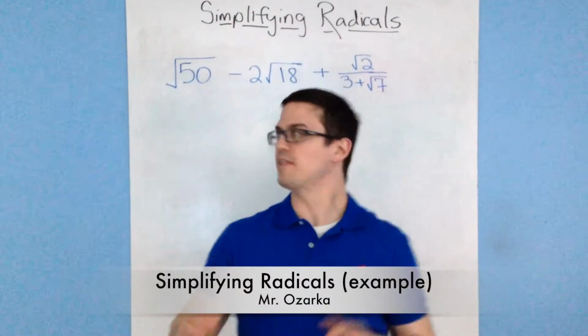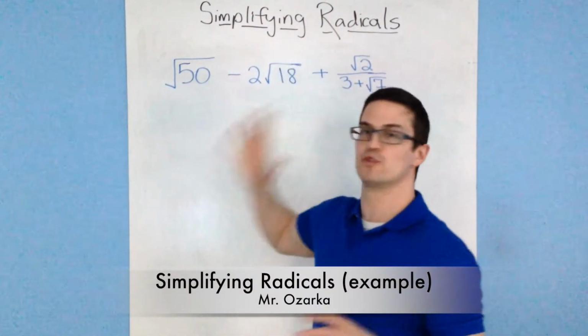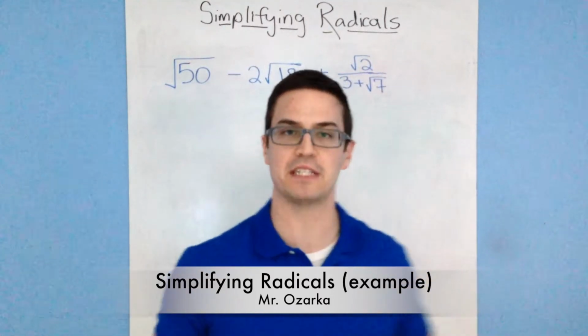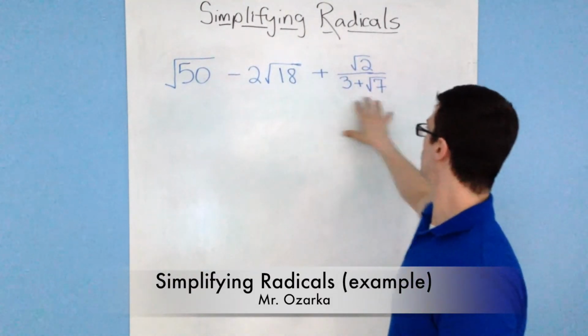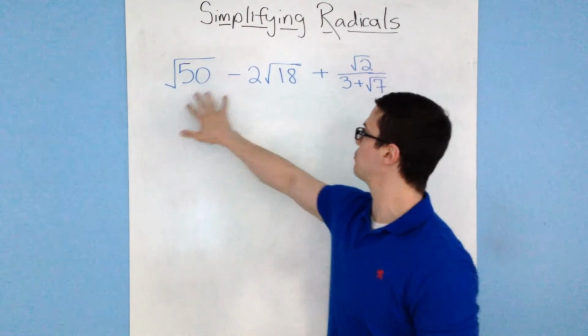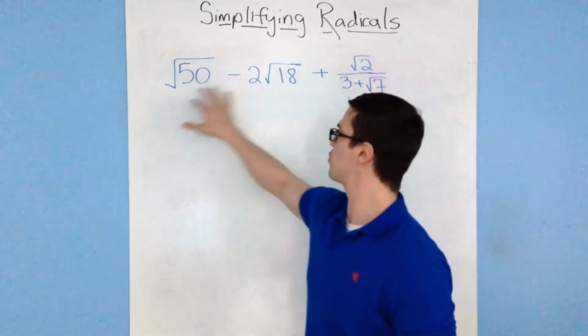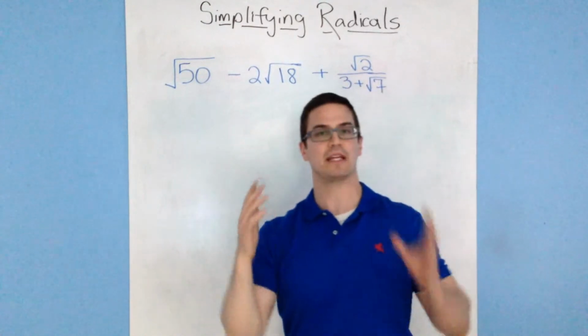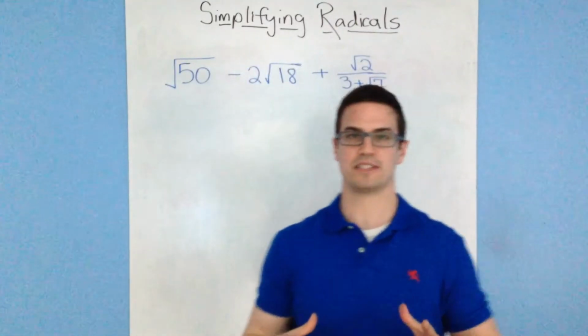All right, we're back. This time we're going to be simplifying radicals. I'm going to be using all three of those rules from the previous video to solve this huge problem right here. So the first thing we're going to do is break this up into three parts. I have three terms here. I'm going to work on each term individually, and I'm going to try to simplify it all together at the end.